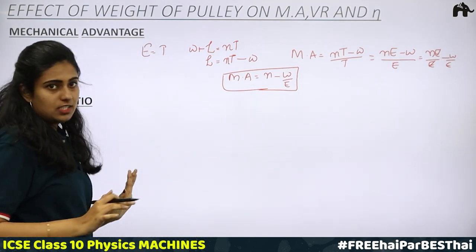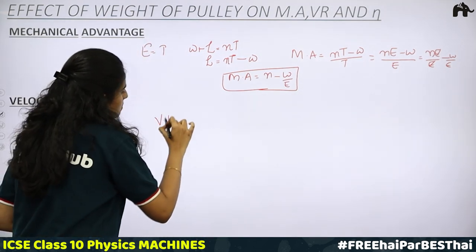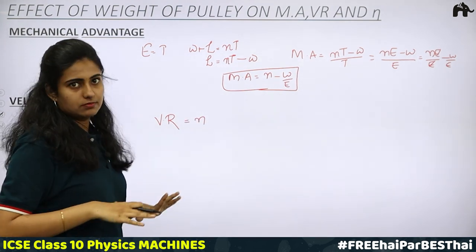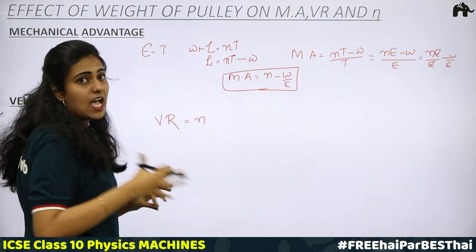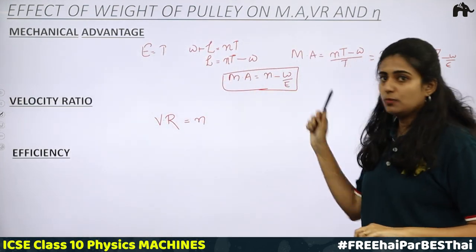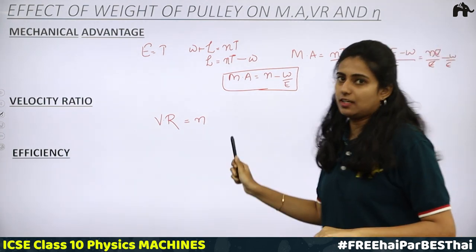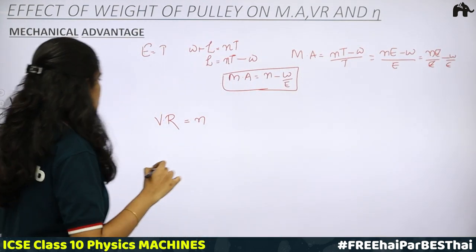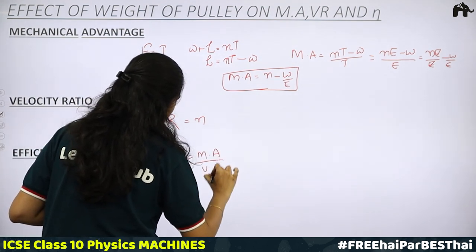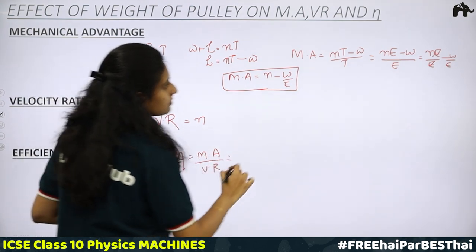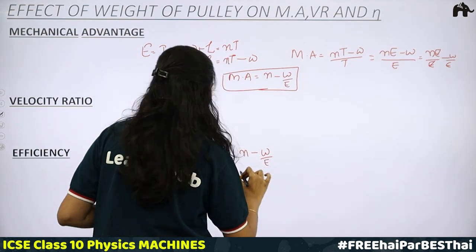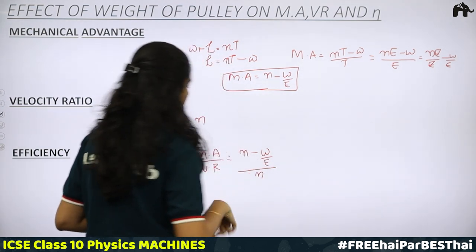When it comes to velocity ratio, it does not depend upon the weight of pulley, and the velocity ratio will be the same. That is N. Velocity ratio is the same in the ideal case and in the actual case. So, mechanical advantage becomes N minus W by E, and the velocity ratio is N. What about efficiency? Efficiency is equal to mechanical advantage divided by velocity ratio, that is N minus W by E, whole divided by N.